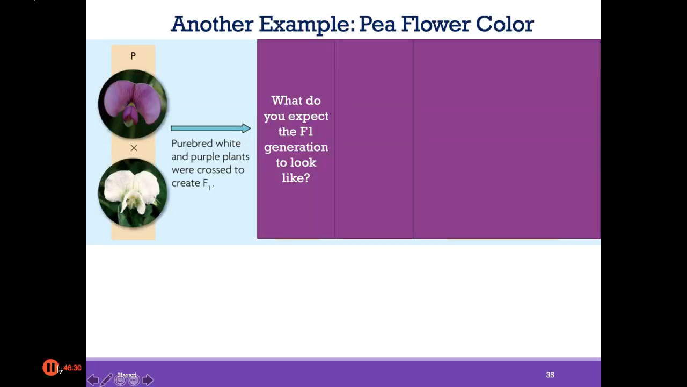So to make sure you're understanding this so far, let's do another example. This time, let's look at the flower color of these pea plants. So suppose you have a purple flower that is pure. This is a pure breeding purple plant, and this is a pure breeding white plant. And these two were crossed in the parental cross, the P generation. What do you expect the F1 to look like?